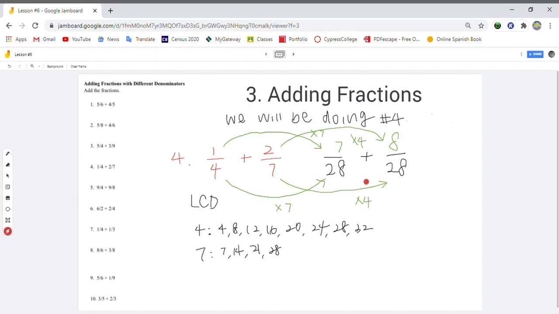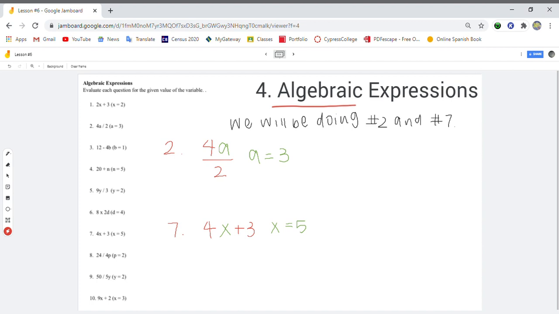And now since we have the same denominator, we're just going to add across. And 8 plus 7 is 15. So we're going to write 15 as the numerator and just 28 as the denominator. And there's your answer, 15 over 28 for number 4. Next, and the last section, we're going to be doing algebraic expressions.